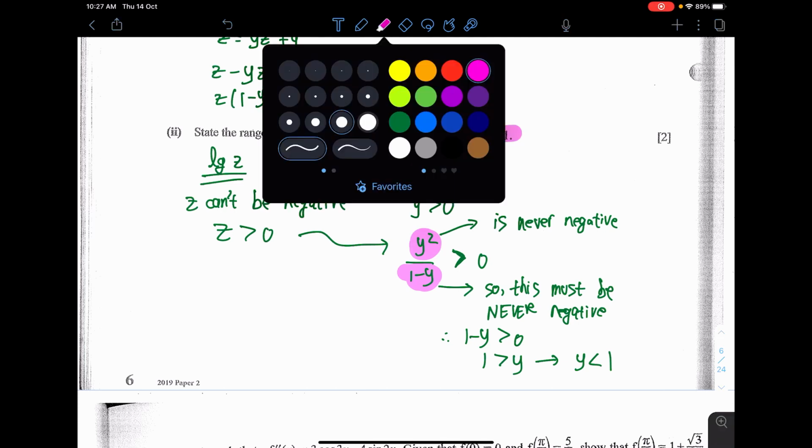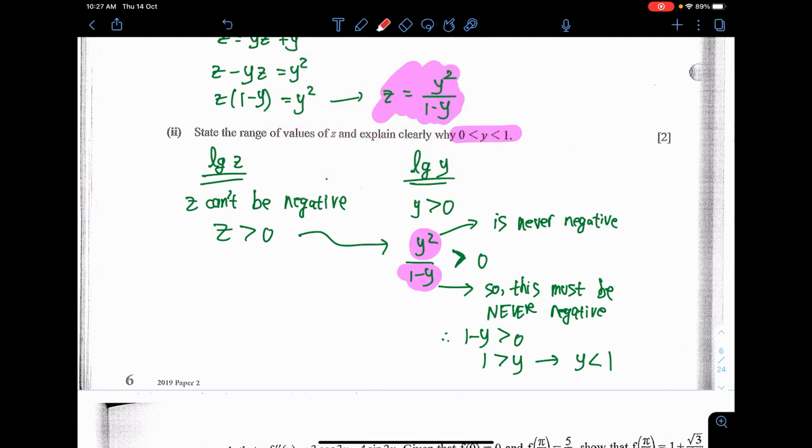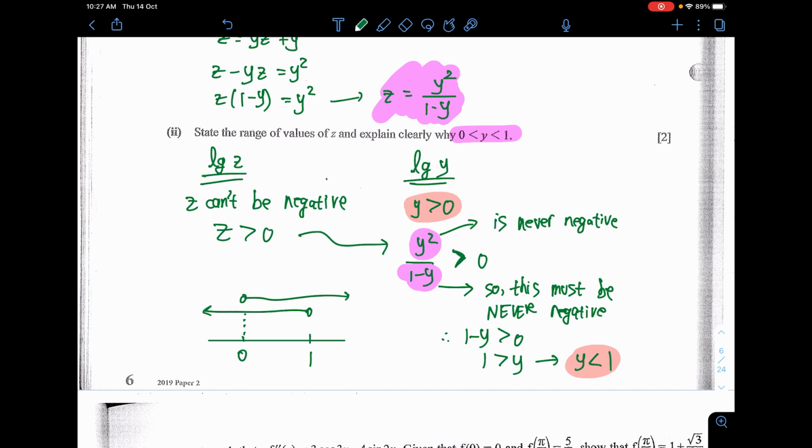Hence, in conclusion, y must be greater than 0 as well as lesser than 1. If you draw this in the linear inequality, y is greater than 0 is like here, and then y lesser than 1 is like here. So the area that they are actually common are here. Conclusion, 0 lesser than y lesser than 1. y is between 0 and 1.